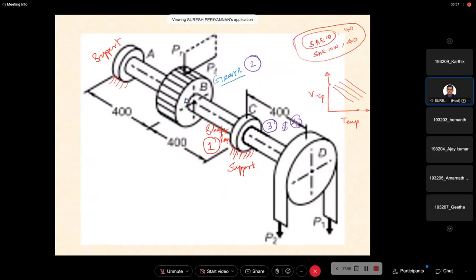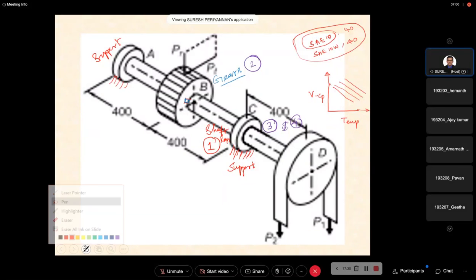Based on the lubricant behavior, we are designing the bearing. But the load, how much load is acting, also decides how we define the diameter of the bearing. That also depends on the load acting on the shaft. For example, the load acting here: this is the radial load, and this is the tangential load.